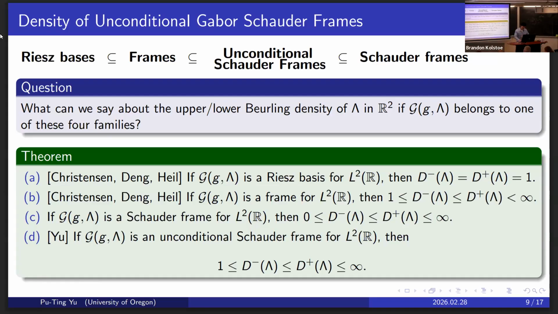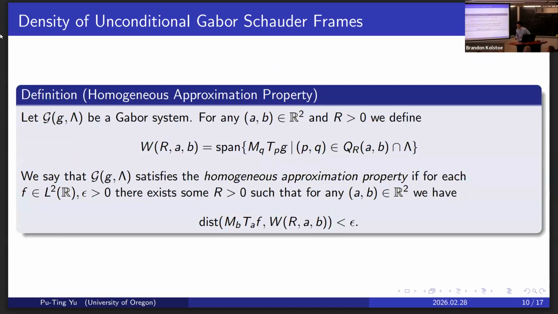But before that, let's take a look at how Christensen, Deng, and Heil prove their result. A key notion they use in their proof is the so-called homogeneous approximation property. So assume that we have a Gabor frame, then let me first define some notation. Assume that (a, b) is just an arbitrary point in R^2 and R is a positive number. Then we define W_R(a,b) to be the span of the time-frequency shifts of g, where (p, q) is a point contained in the intersection of the square centered at (a, b) with side length R and this set Lambda.